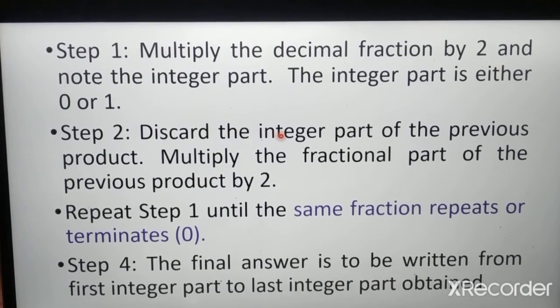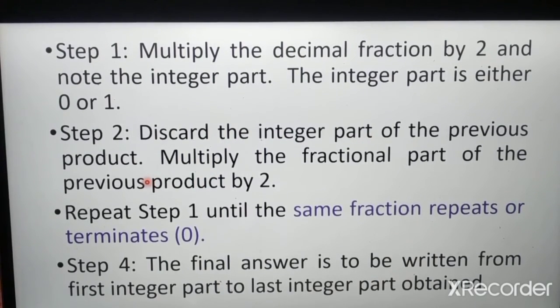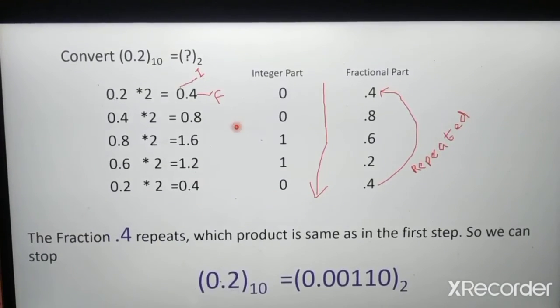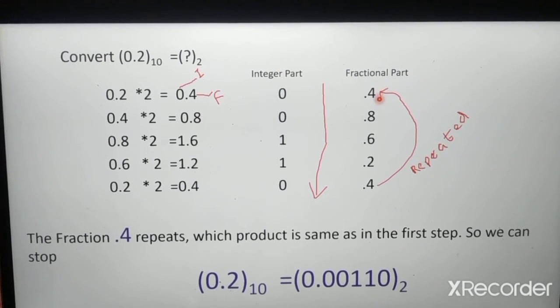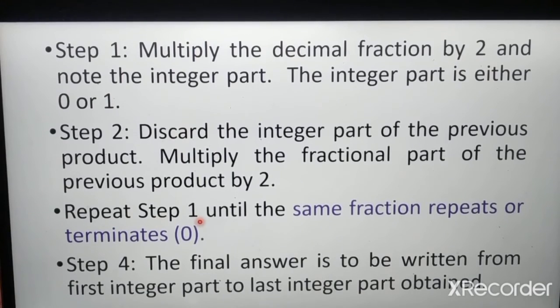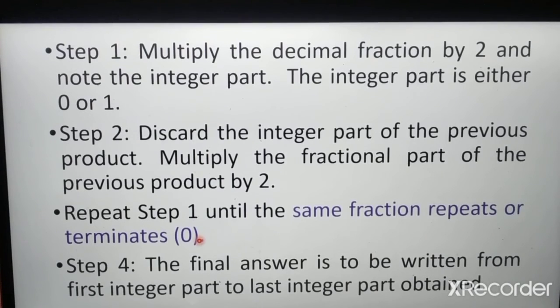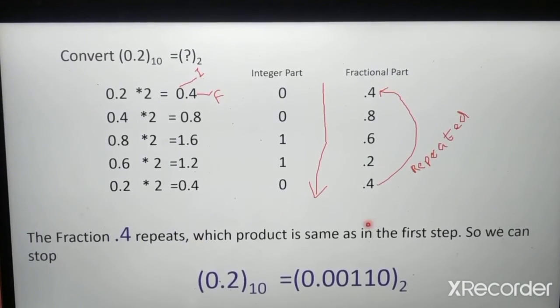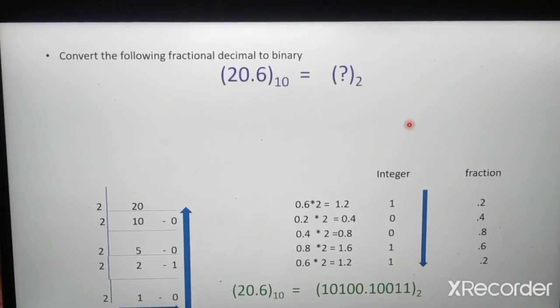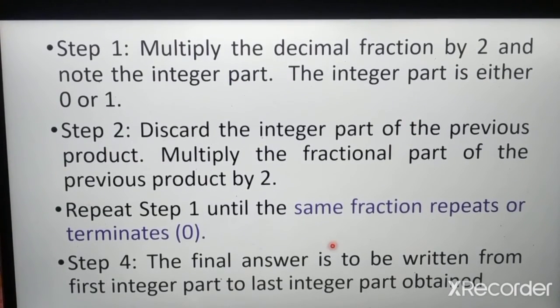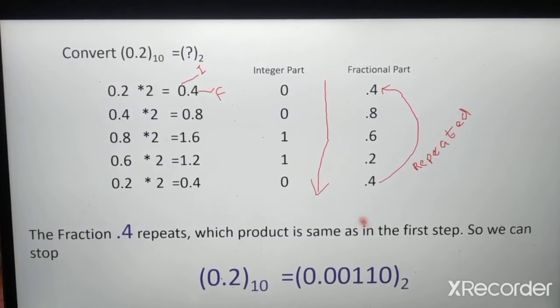Step 2, we discard the integer part of the previous product and multiply the fractional part of the previous product by 2 again. Next, repeat step 1 until the same fraction repeats or terminates at 0. Here the same product is repeated, so we have stopped the process. For the final answer we write from the first integer part to the last integer part. Here we have written the answer from first integer to last integer.